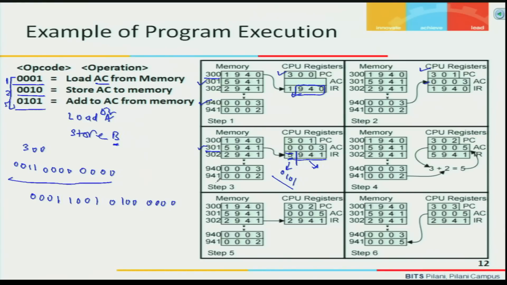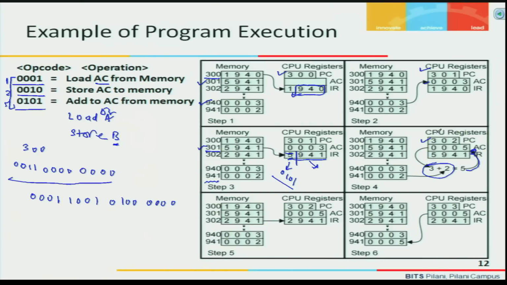So 941, what is stored at 941? 2. So this value 2 has to be fetched, and that has to be added to the current contents of AC. The current contents of AC is 3. So 3 plus 2 equals 5, and finally AC will be loaded with the result of this addition. That is the meaning of this 0101 opcode or operation code. In the meantime the PC value is incremented by 1.